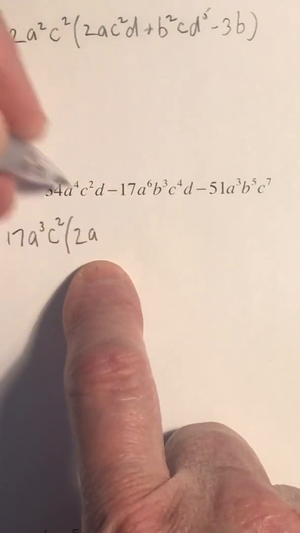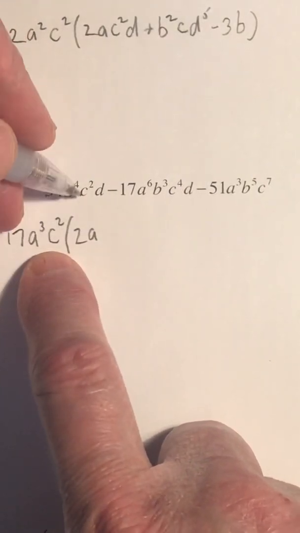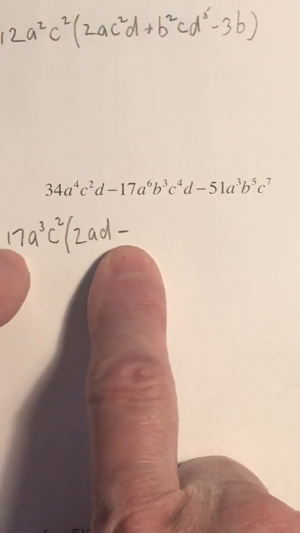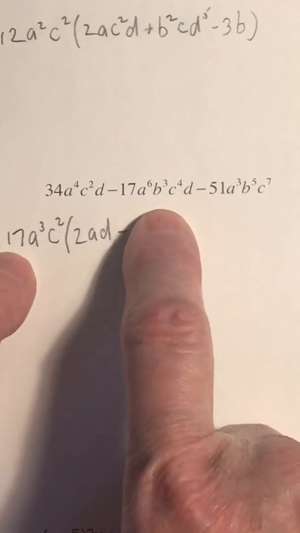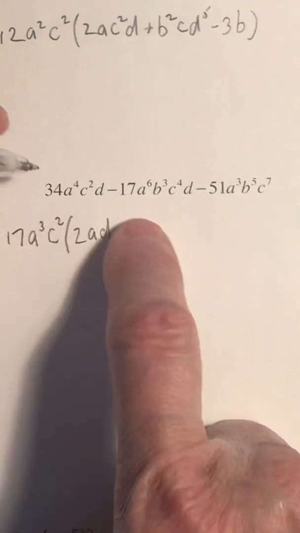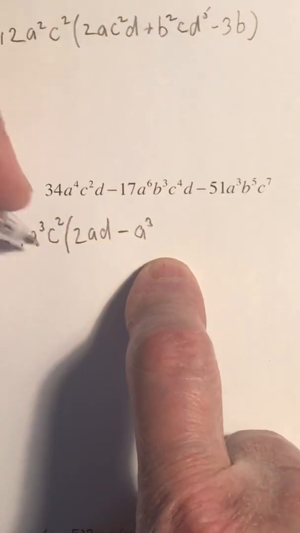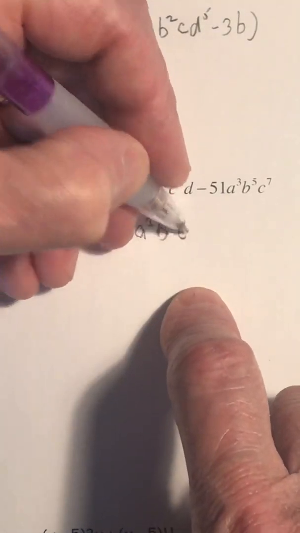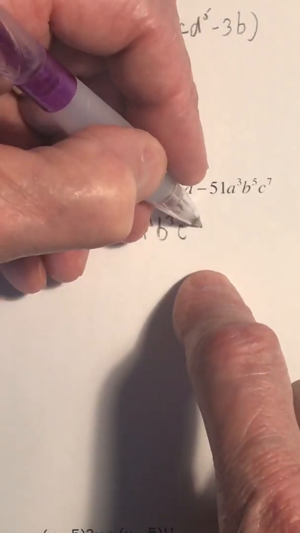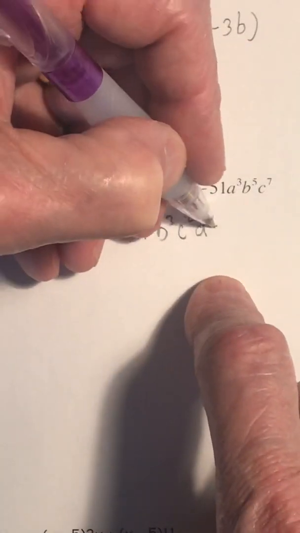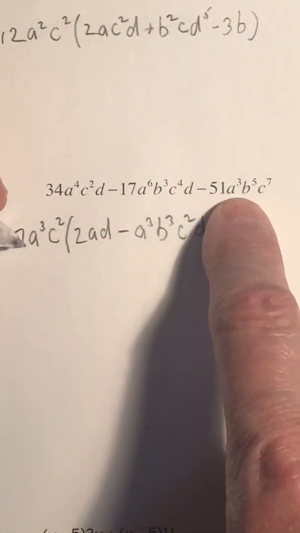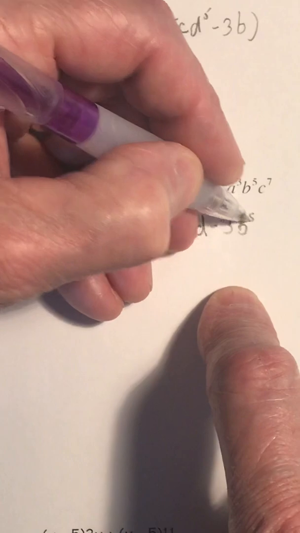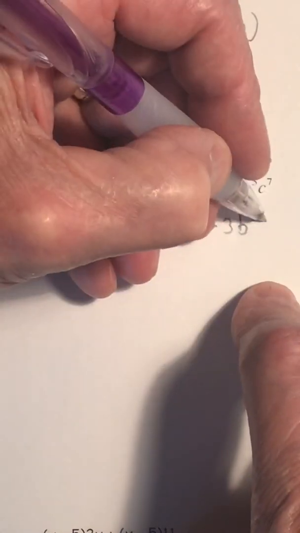17 times 2 makes the 34. A to the 3rd times A makes the A to the 4th. C squared's taken care of, and we need that D. Then minus 1 if there was nothing else, but we don't need the 1 because the variables will hold the place there. So we need an A to the 3rd to make the A to the 6th. We need the B to the 3rd. We need a C squared, and we need a D. And then minus 3. A is okay. We need that B to the 5th. And we need a C to the 5th.